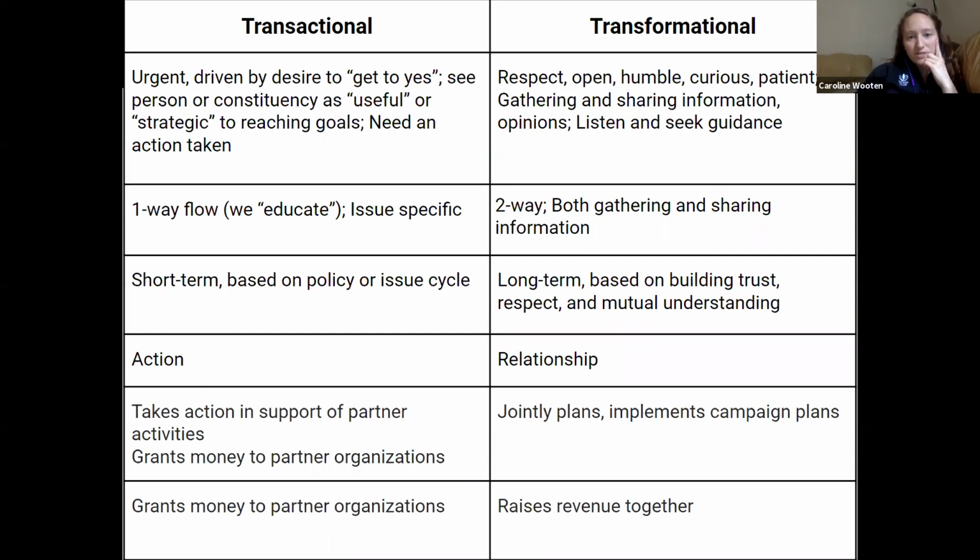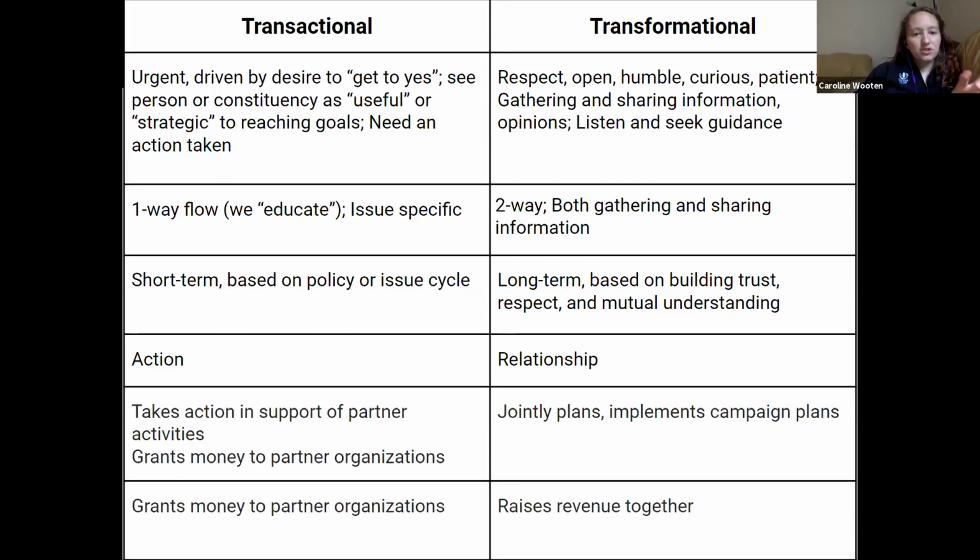We educate on a specific issue. Transformational is two-way, both gathering and sharing information. Transactional is short-term, based on policy or issue cycle. Transformational is long-term, based on building trust, respect, and mutual understanding. Transactional is really focused on the action, transformational on the relationship.